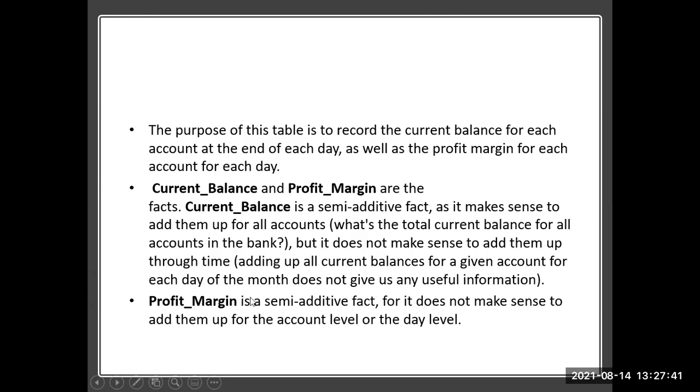Profit margin is also a semi-additive fact, for it does not make sense to add them up at the account level or the day level. That is also the same. It gets debited, it gets credited, and sometimes the balance will also become zero. We don't know what is going to happen, but we can keep on adding also.